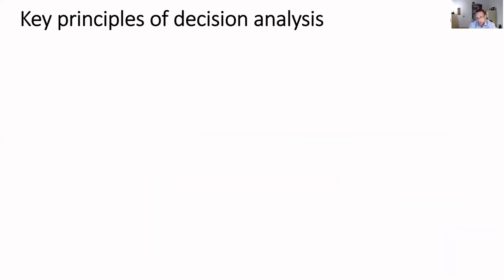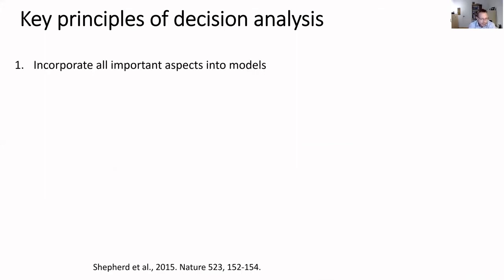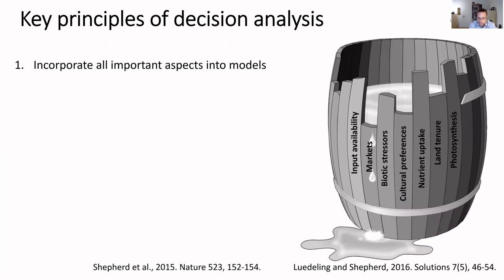There are a few key principles of decision analysis that we basically organize our work around. And the first one is that we try and incorporate all important aspects into models. If you want to model a decision and you want your results to be meaningful in a real context, you cannot really omit important things. We try to visualize here using this barrel, which will be familiar at least to the plant nutrition guys in the audience. This is usually used to illustrate the concept of essential plant nutrients, but I think it also works for model usefulness, which is symbolized here by the water.